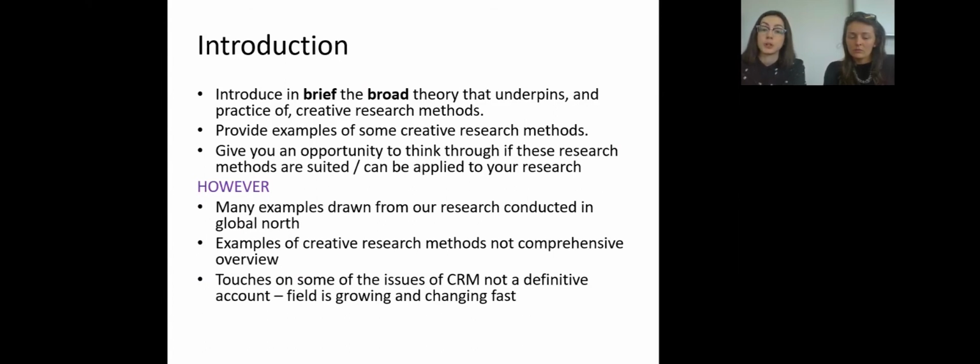However, we should point out that many of the examples are drawn from our own research and our PhDs conducted in the global north, and examples of creative methods will be provided, but we won't be providing a comprehensive overview, but can provide references that you can read up in your own time. And we'll also be touching on some of the issues of creative research methods, but we won't be providing a definitive account. This field is growing fast and changing all the time, and it's a very interesting field to be part of, and a conversation is always evolving.